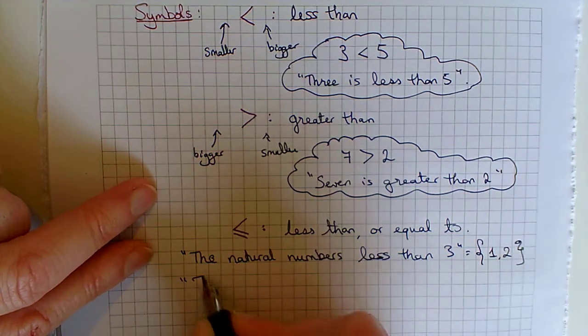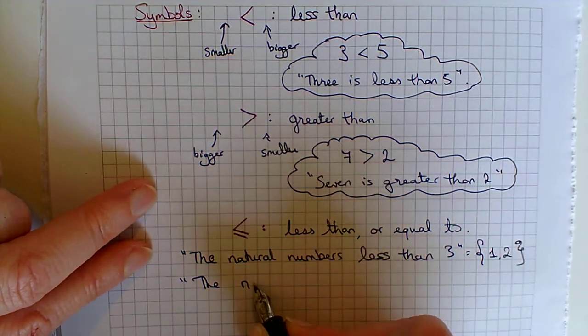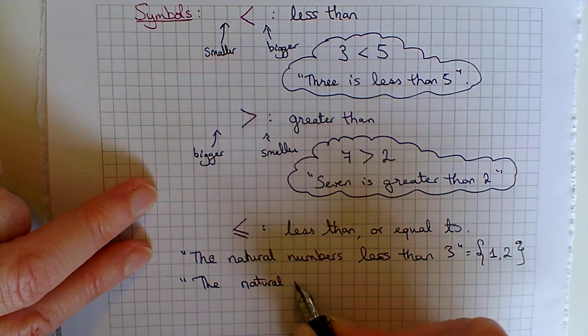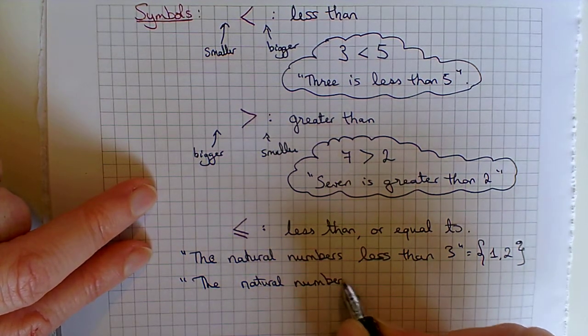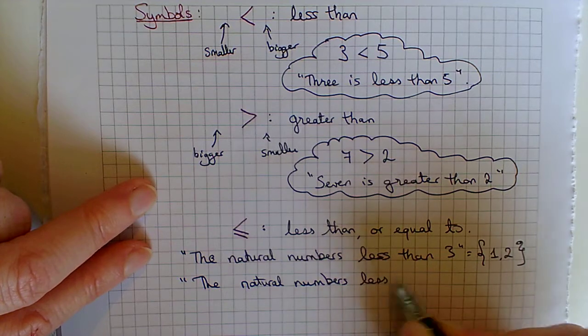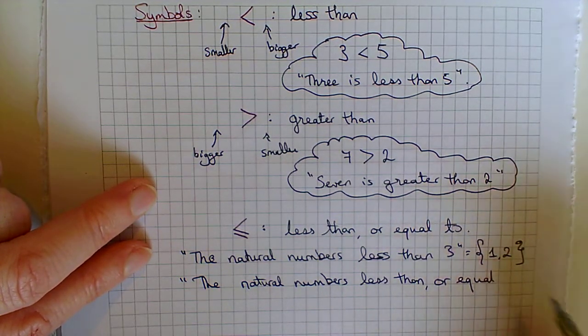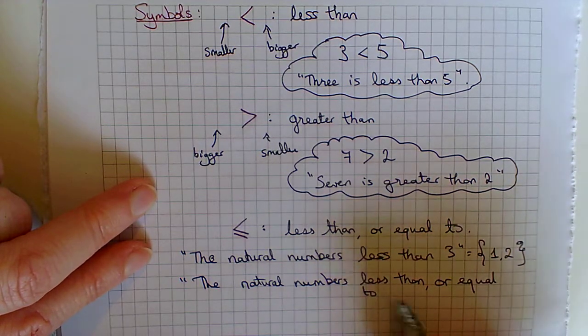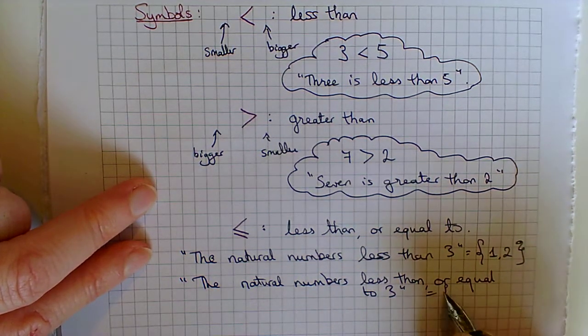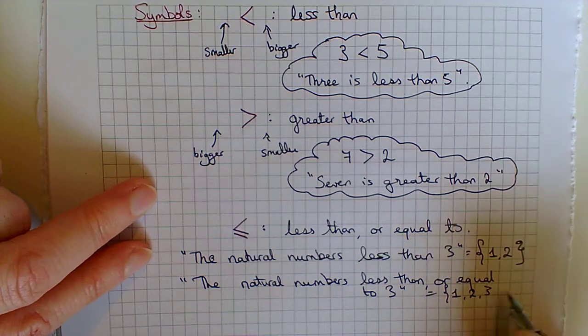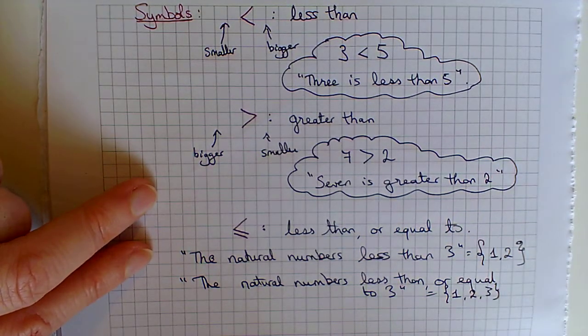But if I want the natural numbers, and we'll talk about what this means again in a second, natural numbers just means the counting numbers. The natural numbers less than or equal to 3, I'll include 3 in my list. So I go as far as the one that's equal to it.